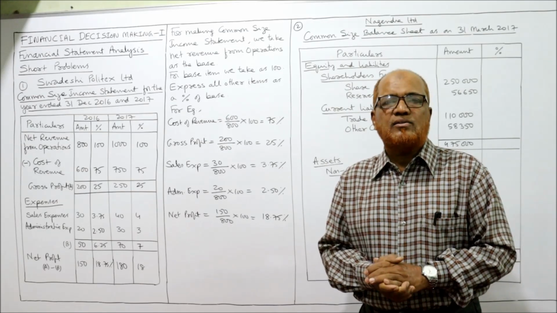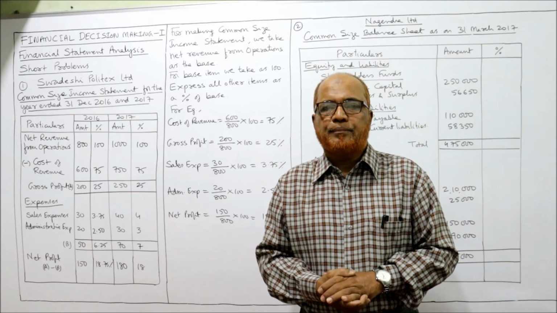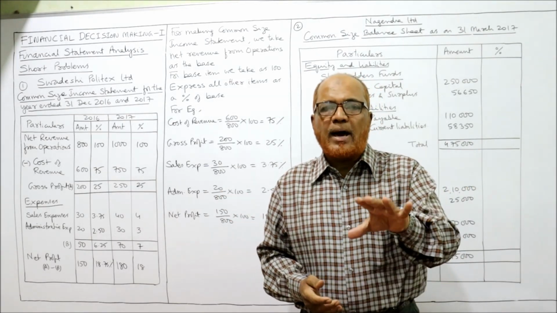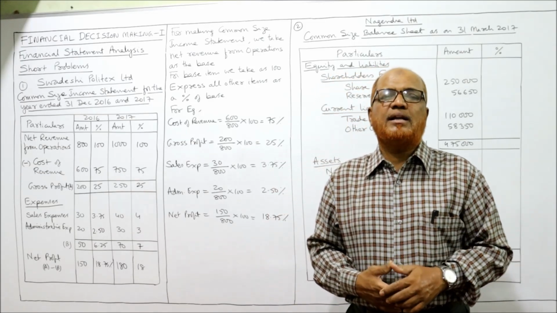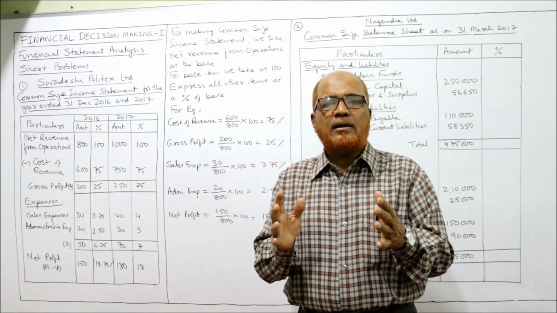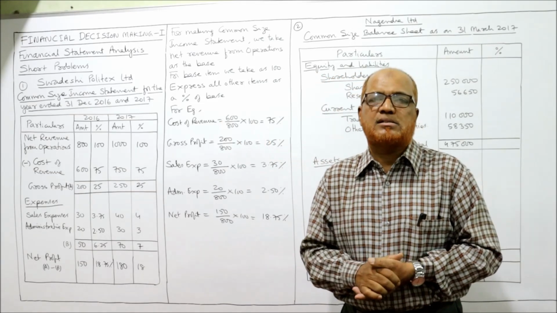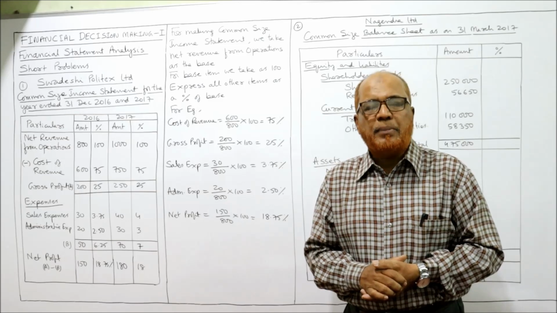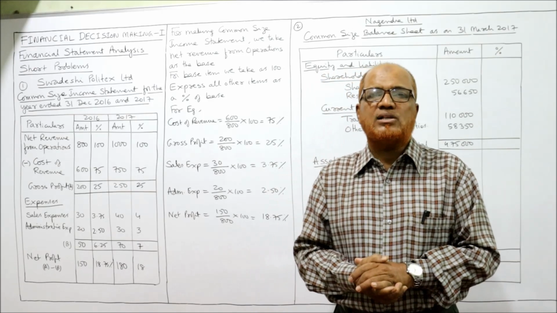In trend analysis, we compare more than 2 years data. That means this is also horizontal analysis. So comparative and trend are the same, except that in comparative statement analysis, we compare only 2 years. If you want to compare the performance over a period of more than 2 years, then we calculate trend percentages. All these things I have already explained in the last video.